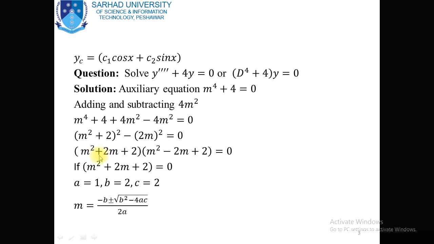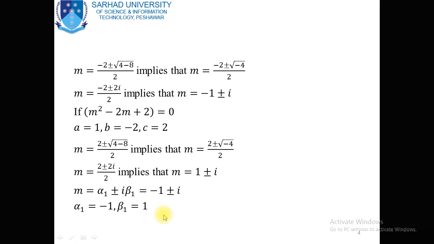So first of all, take the first quadratic equation, m square plus 2m plus 2. To solve this quadratic equation by using the quadratic formula, we obtain the coefficients a is equal to 1, b is equal to 2, and c is equal to 2. Now solving with the quadratic formula, m is equal to minus b plus minus under root b square minus 4ac divided by 2a. So m is equal to minus 2 plus minus under root 4 minus 8, divided by 2.